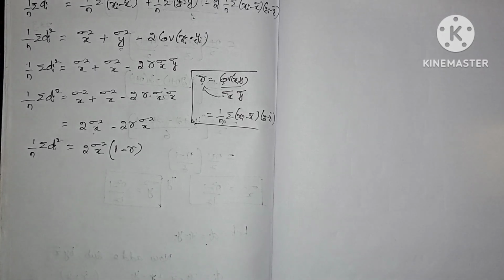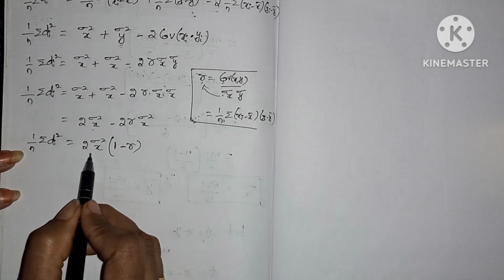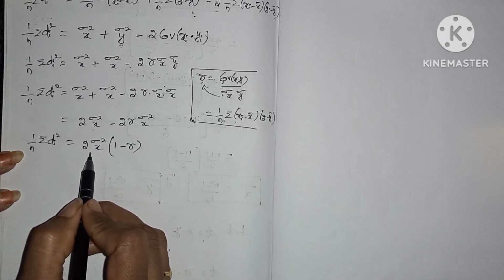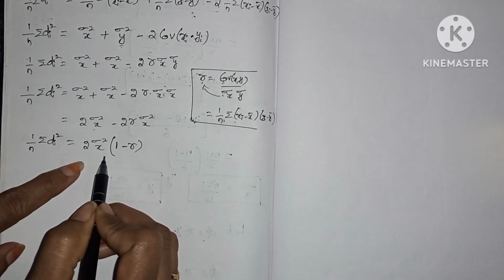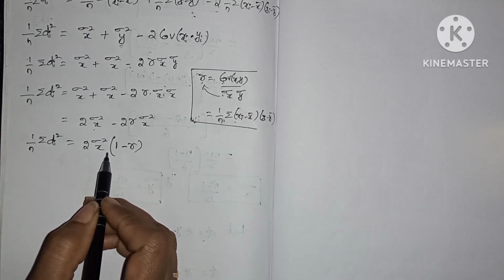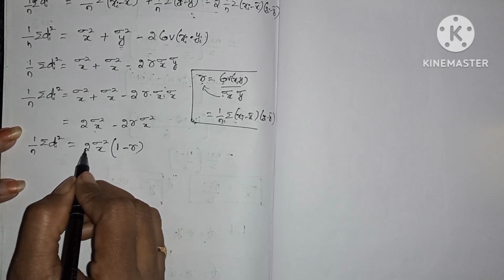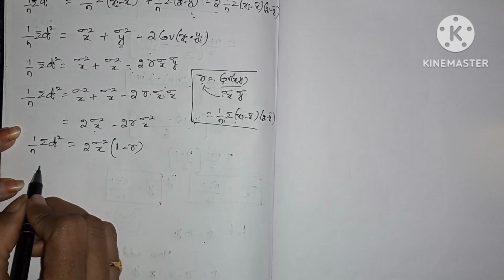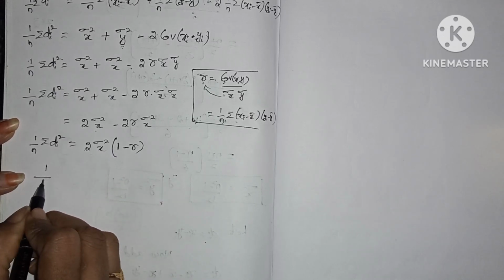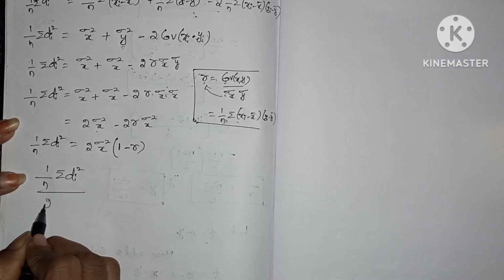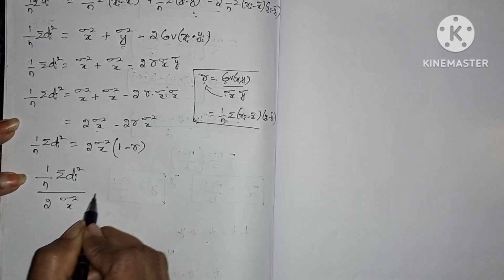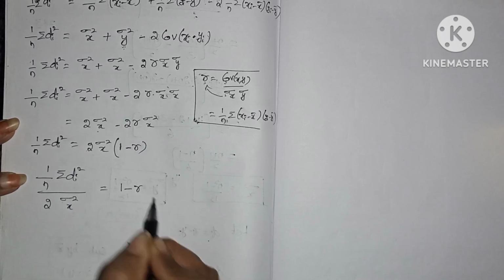Okay. So now what we are going to do is, this term we are transferring from RHS to LHS. It is in the form of multiplication, so it becomes division form. 1 by n summation di square by 2 into sigma square x, that equals 1 minus r.